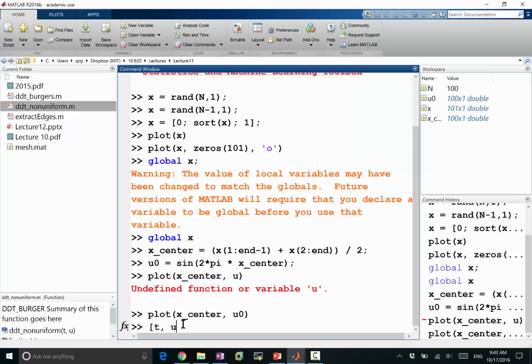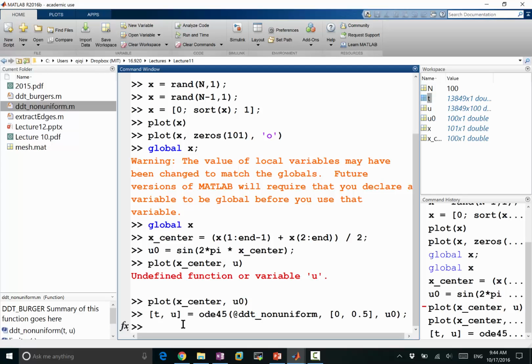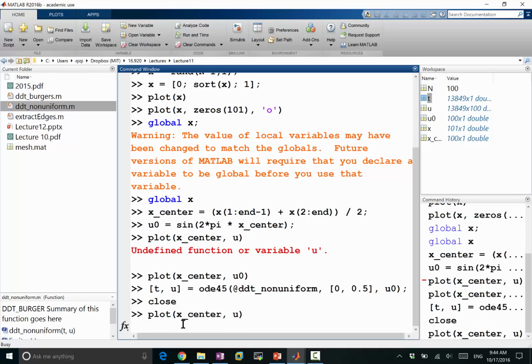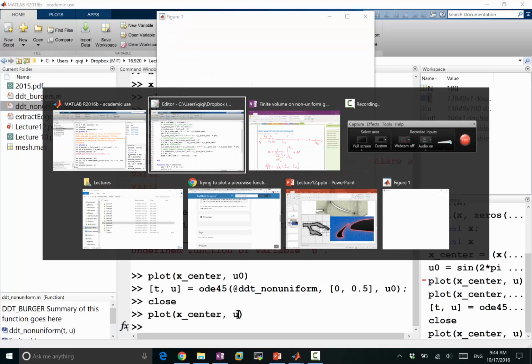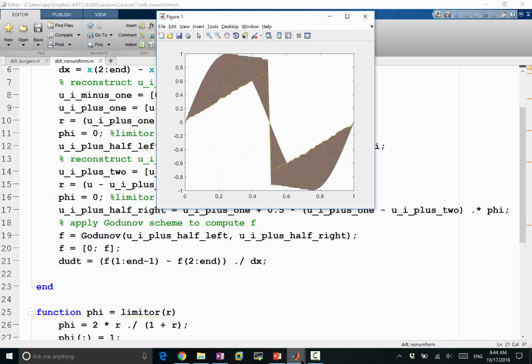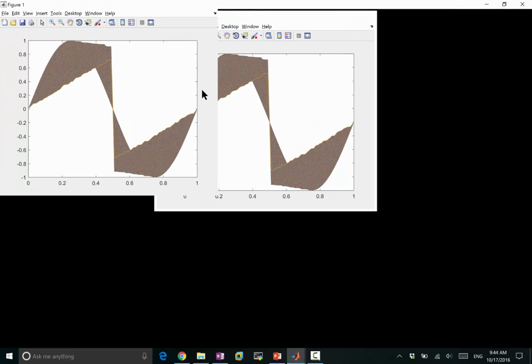So now let's solve it using ODE45, DDT non-uniform, 0 to, let's say, 0.5, using u0 as initial condition. We have a solution, so let's plot x center and u to see what the solution looks like. Right, okay, so that's what the solution looks like.